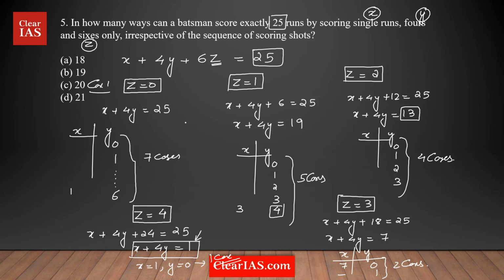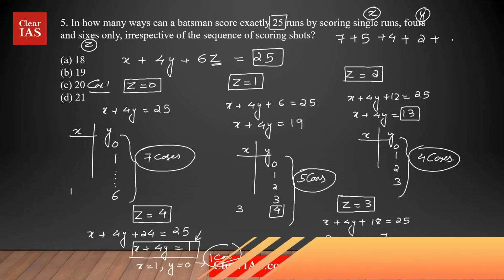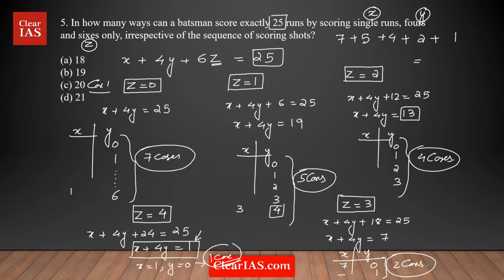So now we listed down all the possible scenarios. You just need to count all of them. Initially you have 7, then you have 5, then you have 4, then you have 2 here, and the last case, that is just 1 here, right? Adding all of them, you have 7 plus 5 is 12, 12 plus 4 is 16, 16 plus 2 is 18, 18 plus 1 is 19. So total 19 cases are there. So option B is the right answer for this case.